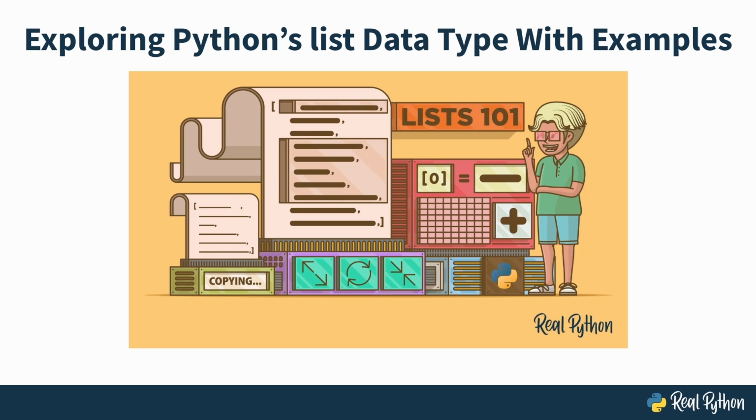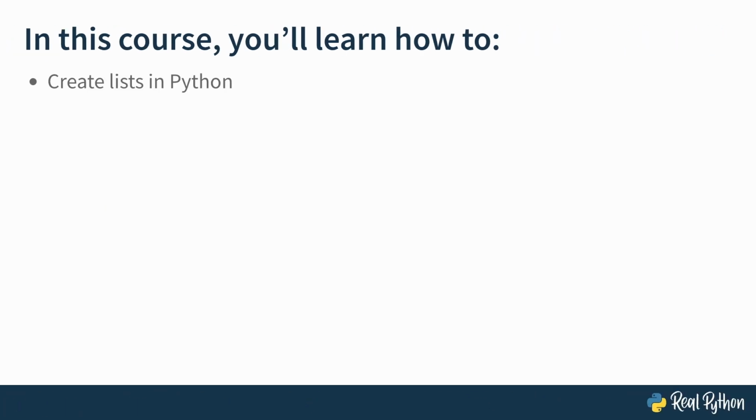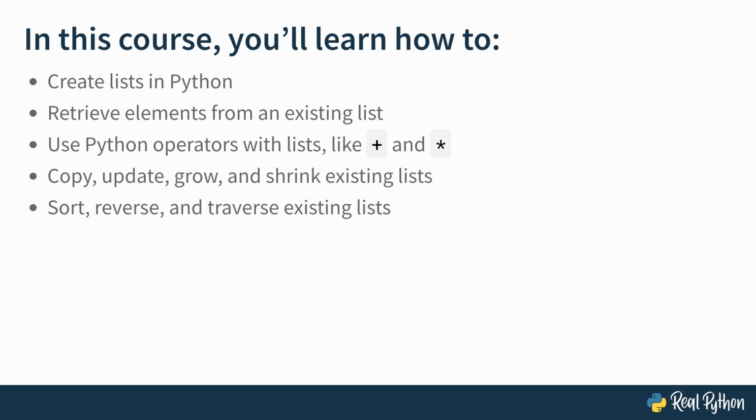My point is, in this course, you're going to take a deep look at the key features of the Python list, ensuring you can take advantage of its full potential throughout your Python programs. You'll start by learning the ways you can create new lists in Python, then a discussion on retrieving elements from an existing list, how to use Python operators with lists, like the plus and star operators, how to copy, update, grow, and shrink existing lists, as well as how to sort, reverse, and traverse existing lists. And finally, how to avoid common errors made when handling lists.